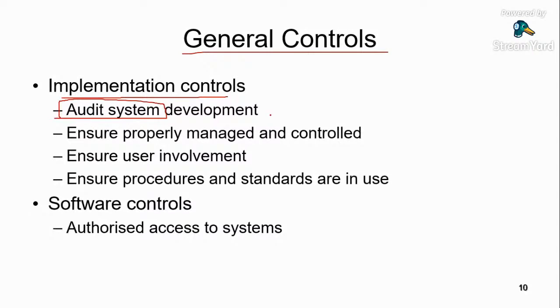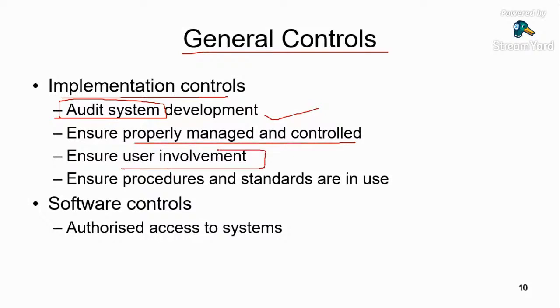Either you can have your own audit system, or you can follow international or national standards. For example, now we have the ISO standard, which also has its own audits, internal audit and surveillance audit. These audits are always there so that on a periodic basis you are keeping tabs on your information systems. Then ensure that systems are properly managed and controlled through monitoring, and ensure user involvement.